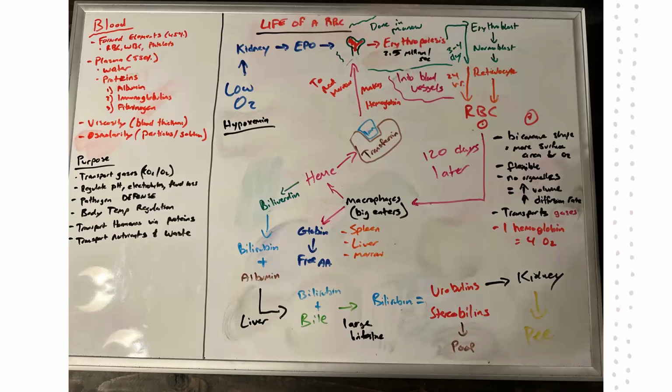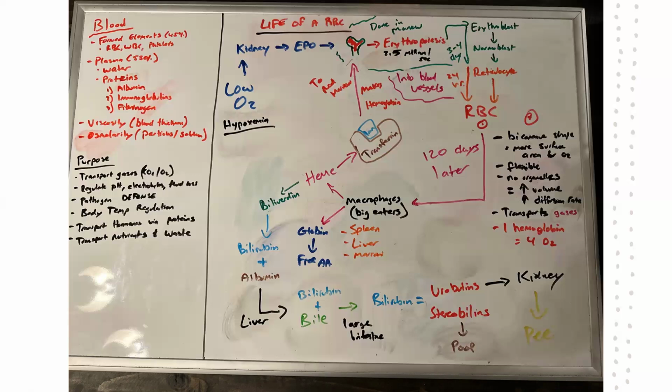That's really all I wanted to cover today, the life of the red blood cell. You can draw something very similar to this. Like I said, this is how I drew it because I liked color coding it. You can see on the left, I put what blood is made of, some of the purposes of blood. You can see on the right where I mentioned the special features of red blood cells. That's something that you want to study for as well.